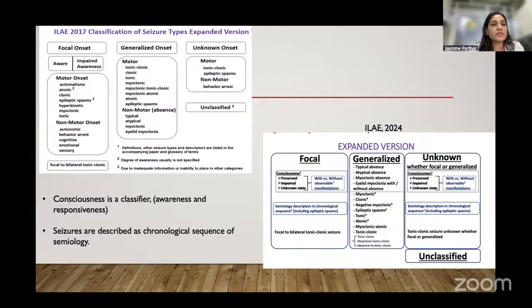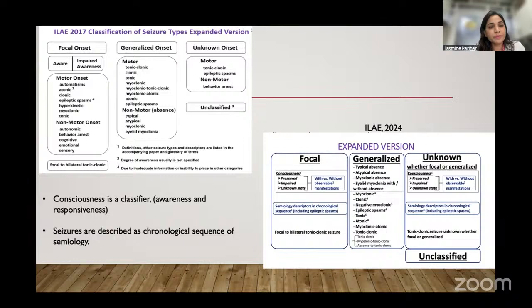The classification of seizures was into focal onset, generalized onset, or unknown onset. The focal onset was further divided into aware or impaired awareness, and then according to the semiology it was divided into motor onset or non-motor onset. Similarly, the generalized onset was divided into motor onset and non-motor onset, and unknown onset again into motor or non-motor. And if you do not have much knowledge about the patient's clinical scenario, whether it is actually a seizure or not, you just leave it as unclassified, to be classified later when you get more information.